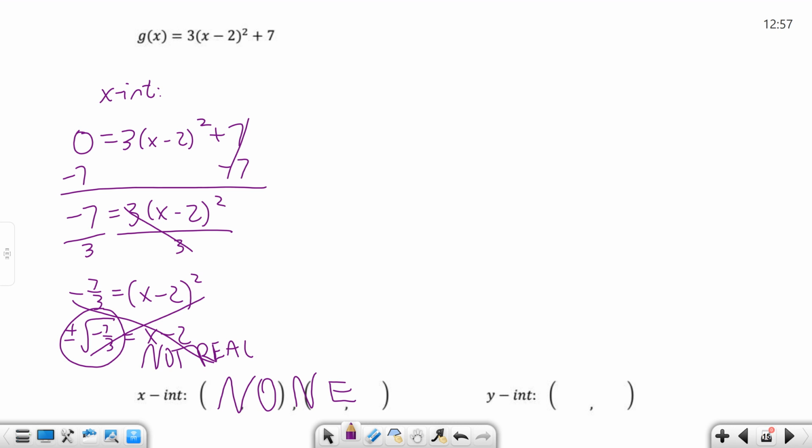Don't put zeros in there. That's actual points. Mark through it if you want. You could write no x-intercepts. However you want to write that, none through there, no x-intercepts.